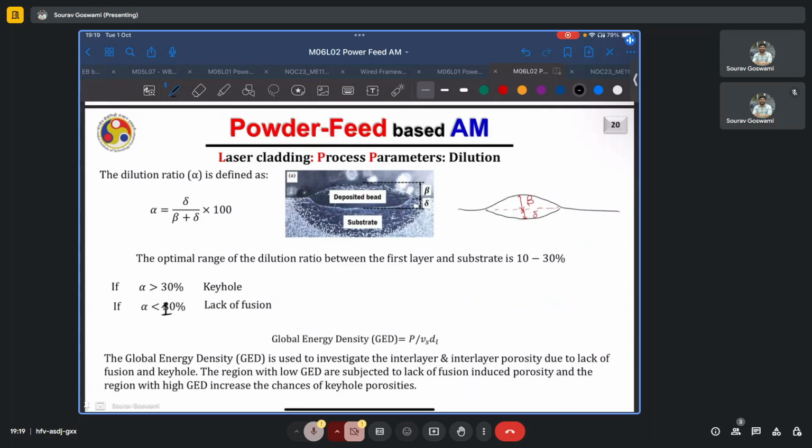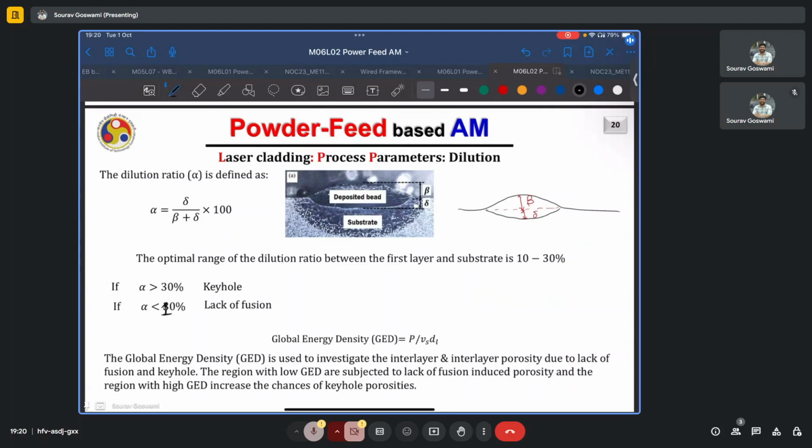And a parameter often used to monitor for these either keyhole regime or lack of fusion regime is a global energy density defined as P by Vs into dl, where P is the power, Vs is the scanning speed or traverse speed, and dl is the diameter of the laser spot size.